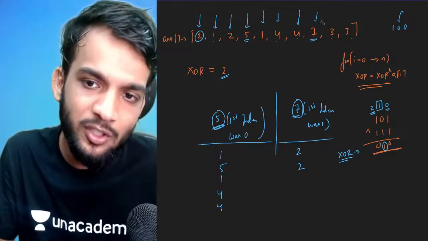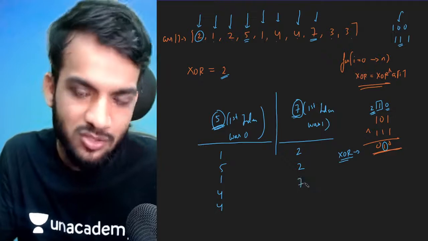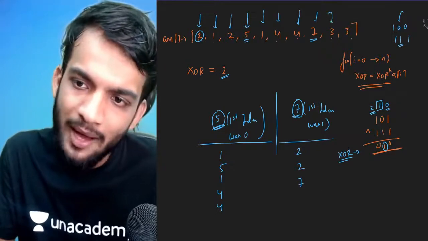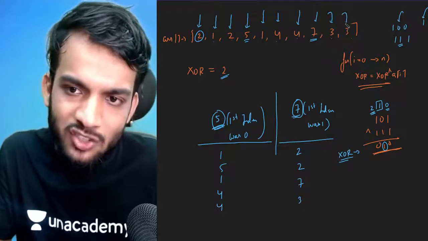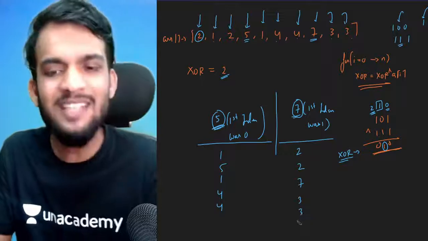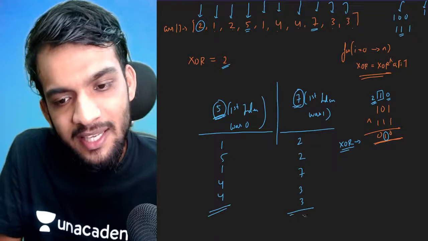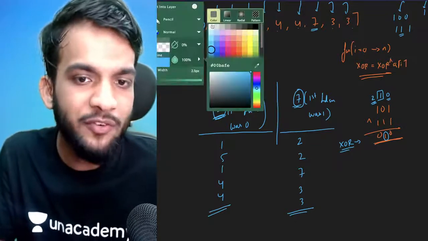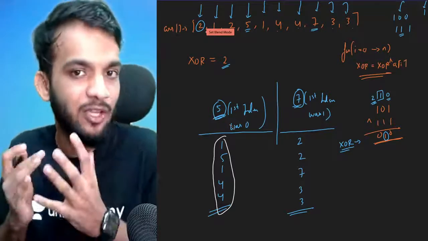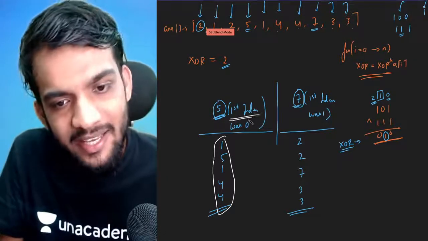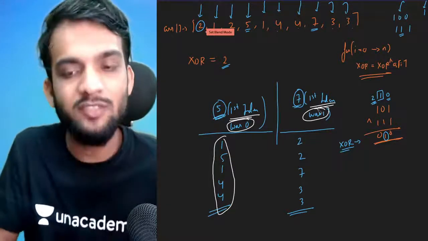Again I have a 7. What is 7? 1 1 1. The first bit is set, so 7 will be a part of this. 3 is 1 1. The first bit is set, so 3 will be a part of this. Then this 3 will be a part of this. So can I say I can split my array into two different sets, where one set has all the elements where the first index was 0 and the other set has all the elements where the first index was 1?